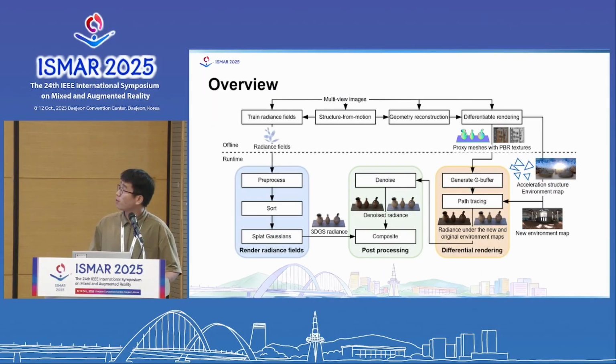This is the overview of our method. In the offline part, we generate the proxy meshes with PBR textures, acceleration structures, and the environmental map through physically based differentiable rendering. In the runtime part, we compute the outgoing radiance under the new environmental map and the original environment of the incident radiance field to realize it.